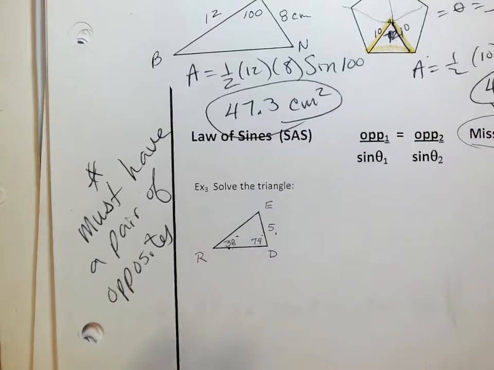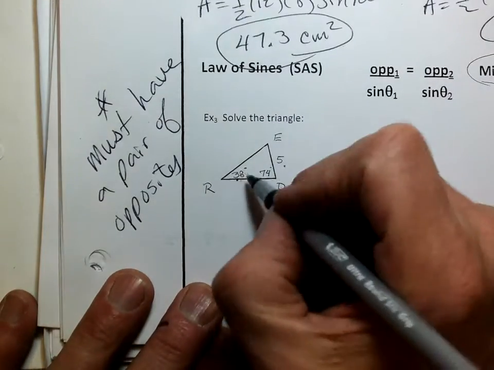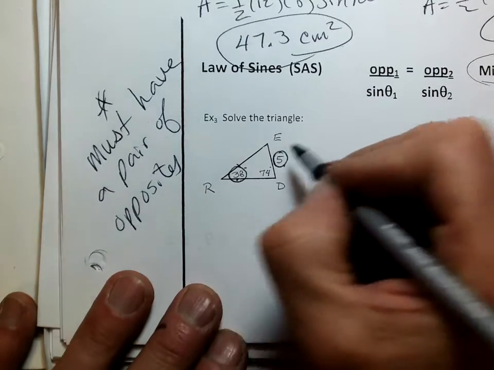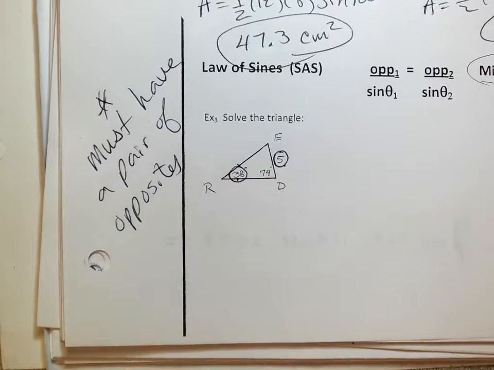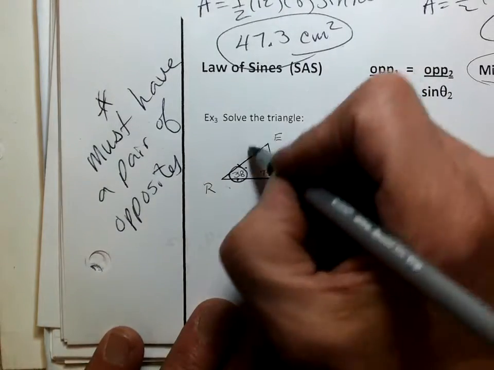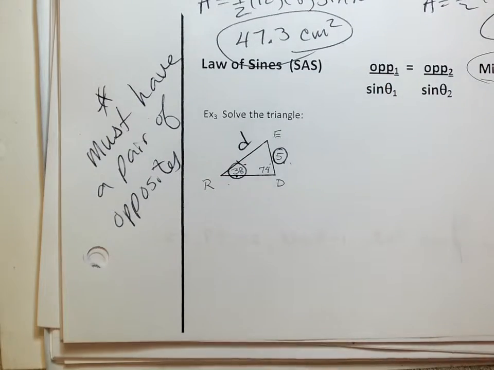So, let's figure out what we have. If I take a look at triangle RED, I've got an angle and I have its opposite side. So I have a pair of opposites, right? I do. I have an angle and its opposite side. Now, I know angle D is 74, so I can find its opposite side.